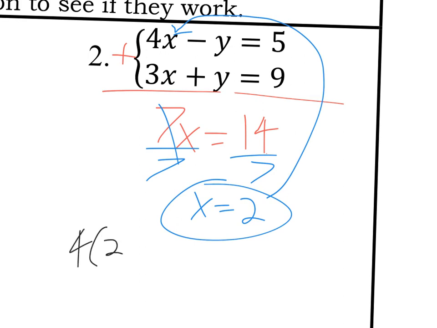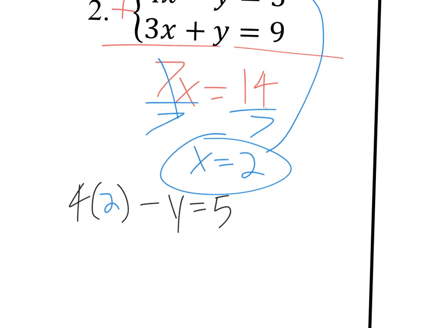4 times 2 minus y equals 5. So that's going to make 8 minus y equals 5. So 8 minus what number is 5? If you don't know, then you'll have to subtract 8 to the other side.